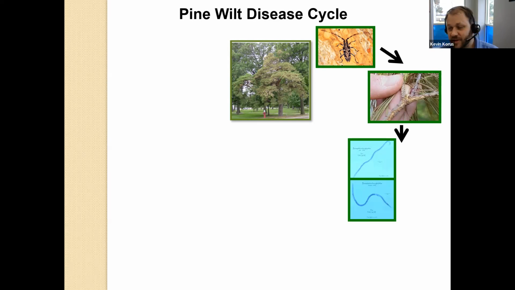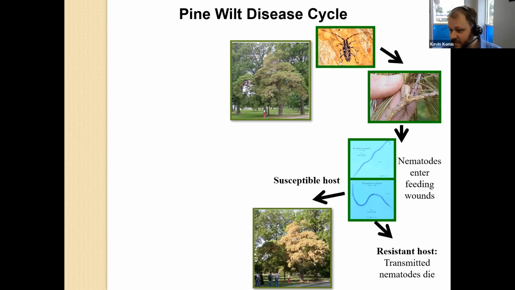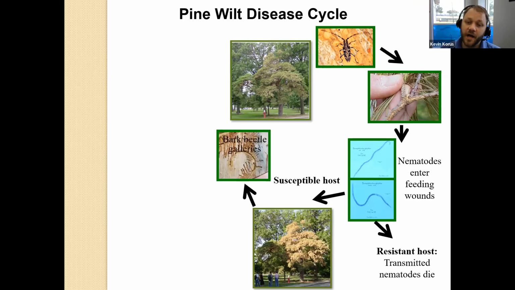And as it does that, it transmits Bursaphelenchus xylophilus, this nematode, right? So they enter through the feeding wounds, and if it's a resistant host, nothing, the nematodes die, no worries. If it's like a ponderosa pine, you're fine. But if it's a Scotch pine, that thing is dead within about 7 days. So you will also see bark beetle galleries on this tree. As the tree dies, it releases pheromones that attract another beetle, the bark beetle.